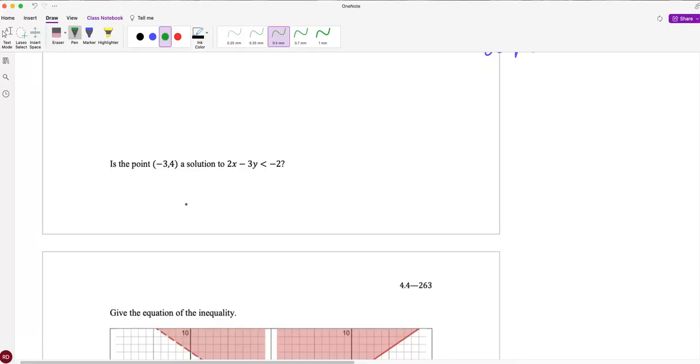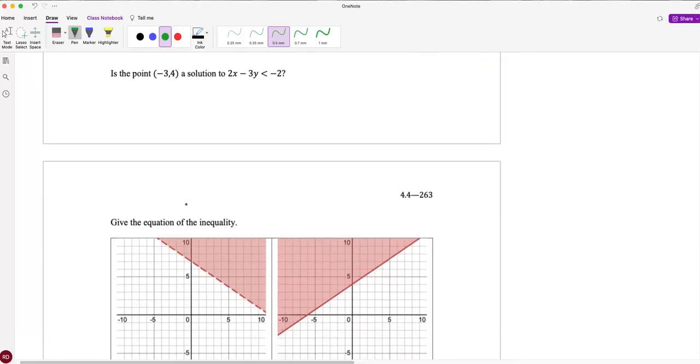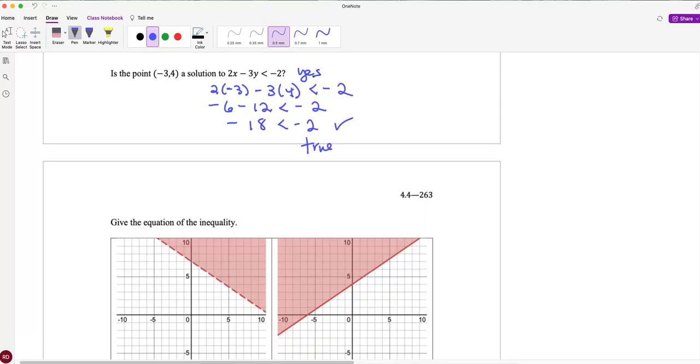And that leads you up, oh no, got a couple more problems. Is negative 3, 4 a solution to this inequality? All you have to do is just plug it in. So if I look at this, 2 times negative 3 minus 3 times 4 is less than negative 2. Negative 6 minus 12, less than negative 2. Negative 18 less than negative 2. That is true. Okay. So the answer is yes.